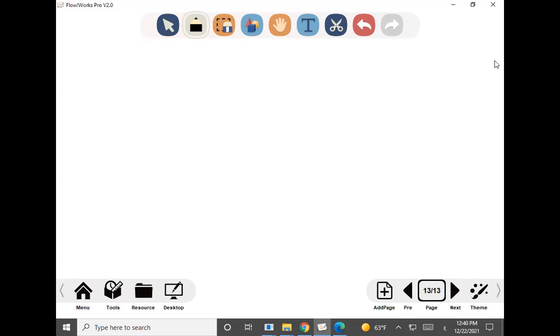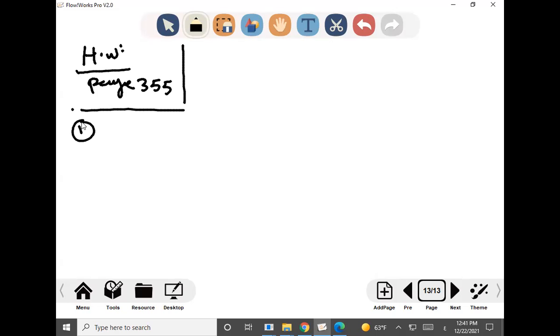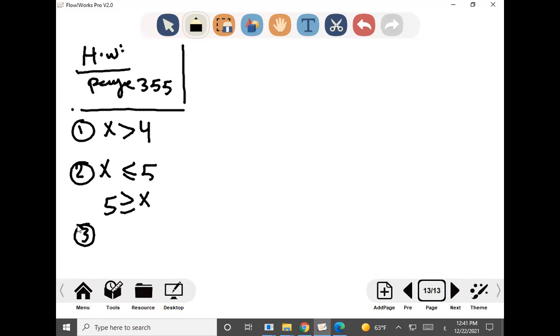Okay, let's check the homework, page 355. Question one, x more than 4. And we know how to graph, right? Question two, x less than or equal 5. Or you can write it like x less than or equal 5. It's the same. Question three, x less than or equal negative 2, or you can say x less than or equal negative 2. It's the same, right?